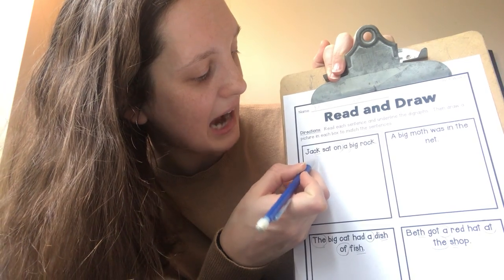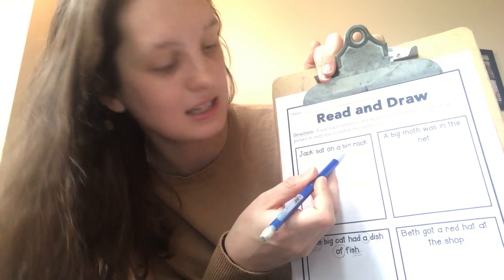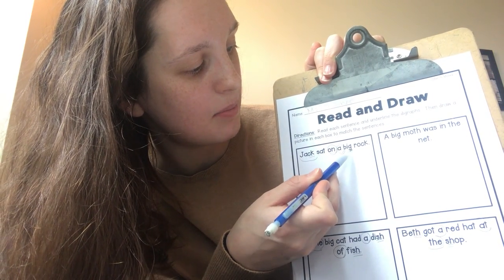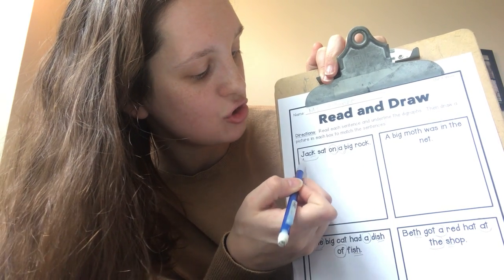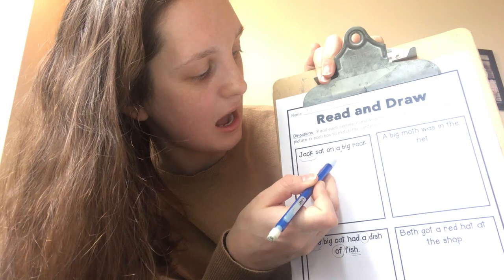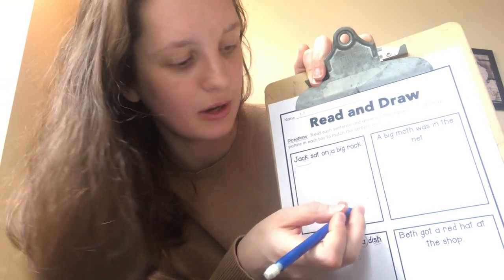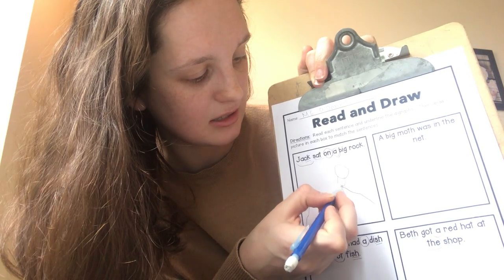Jack, sat. Jack sat on a big rock. Jack sat on a big rock. So then I might think, what does that look like? If Jack sat on a big rock, I might draw the rock and then draw a friend named Jack sitting on the rock.